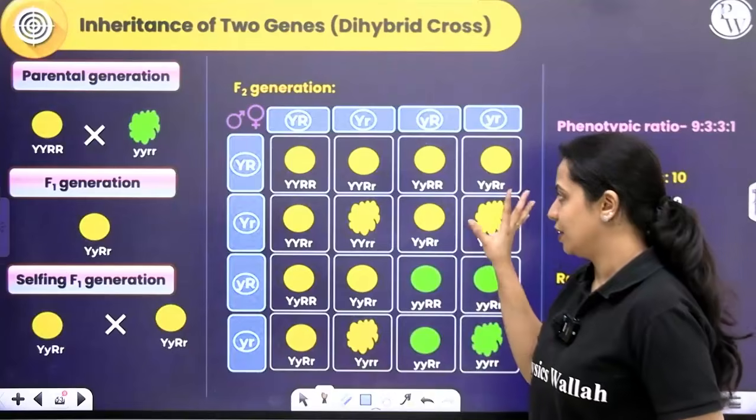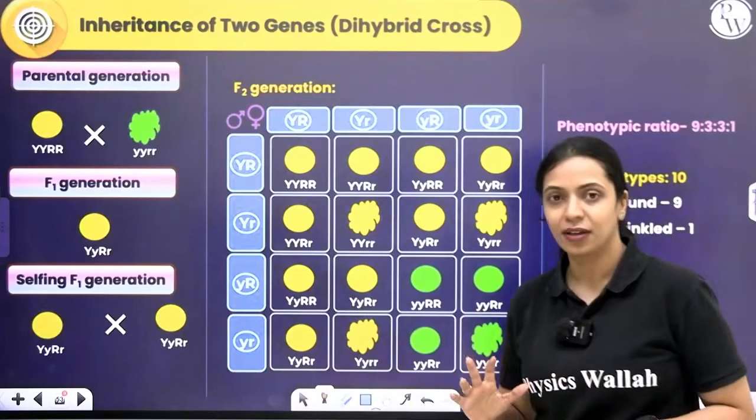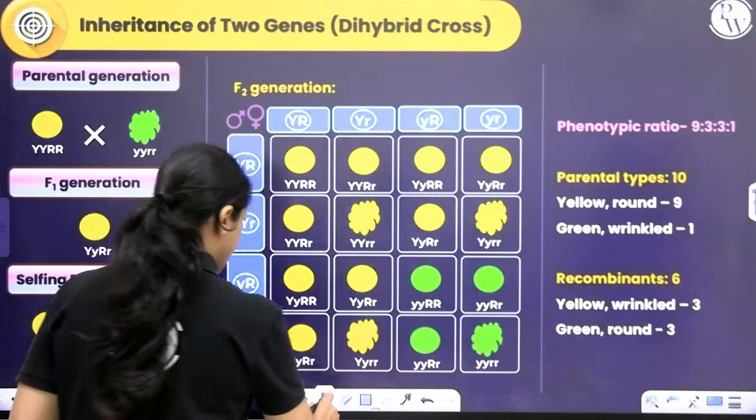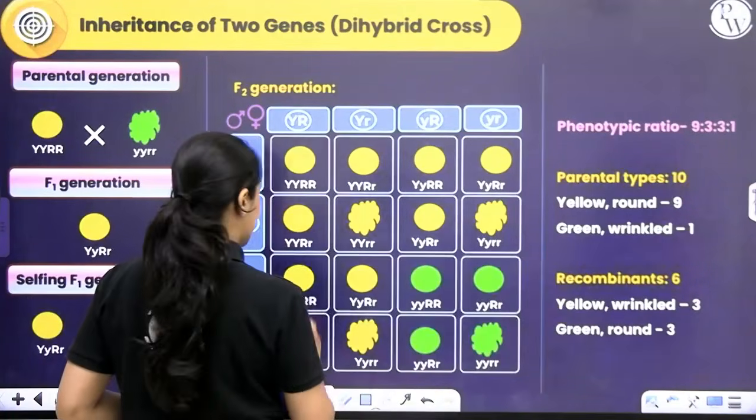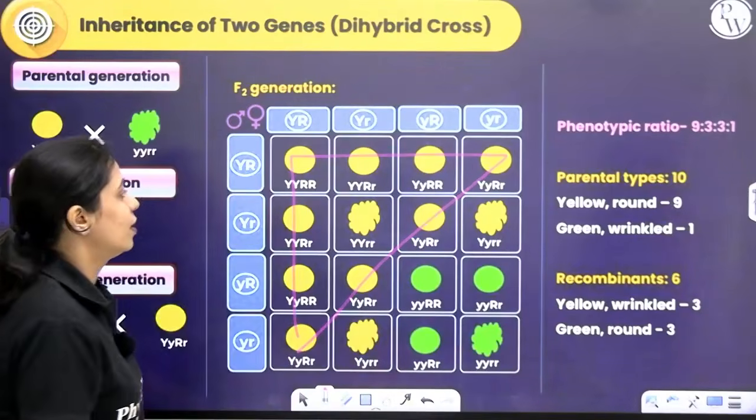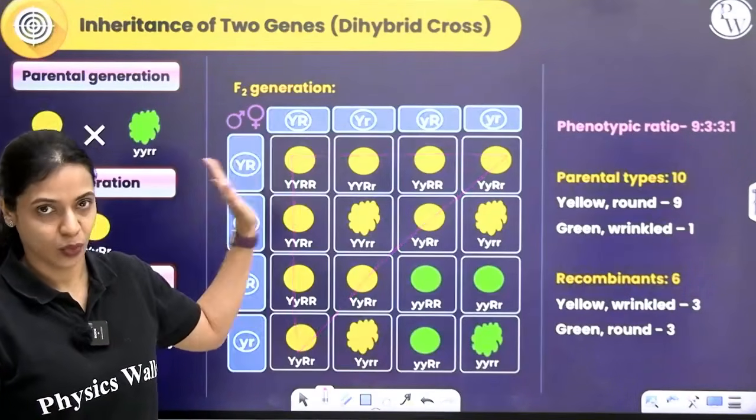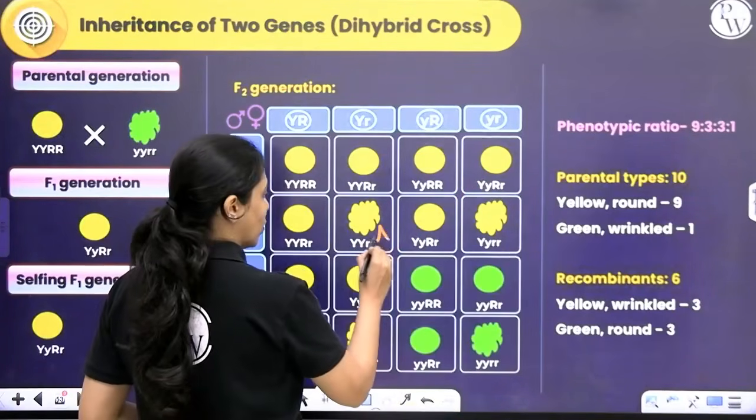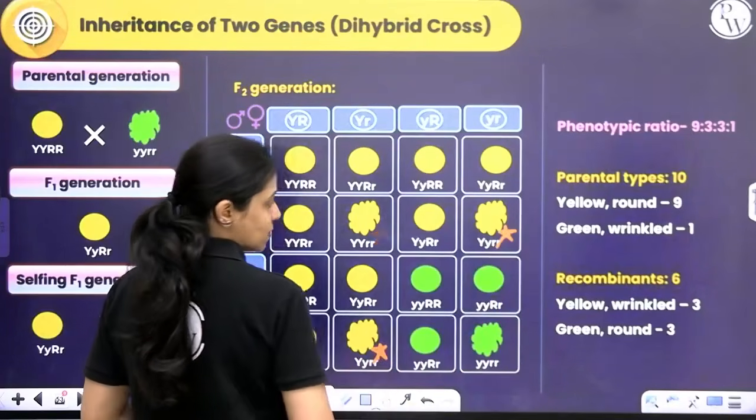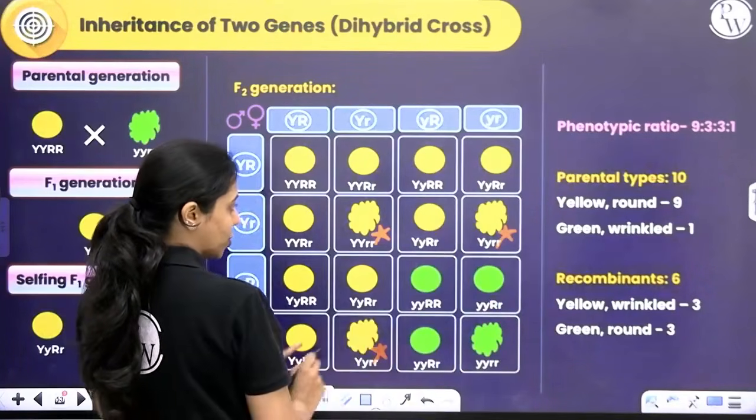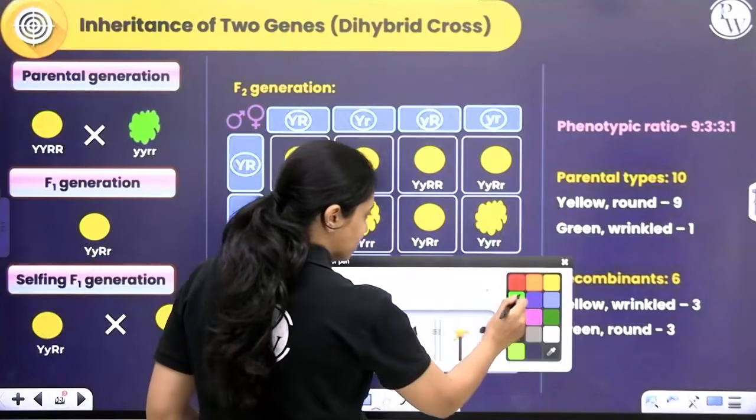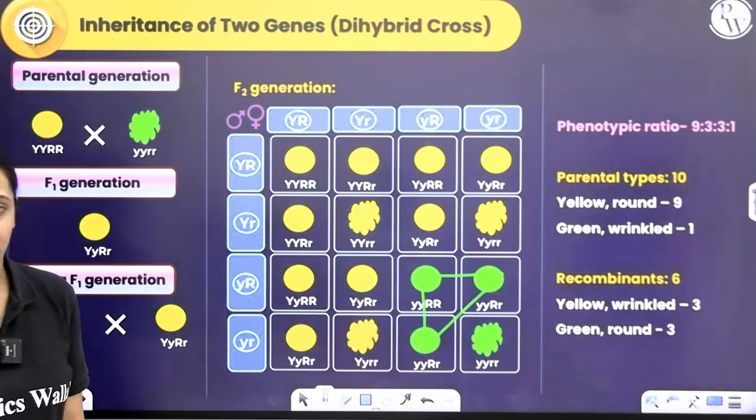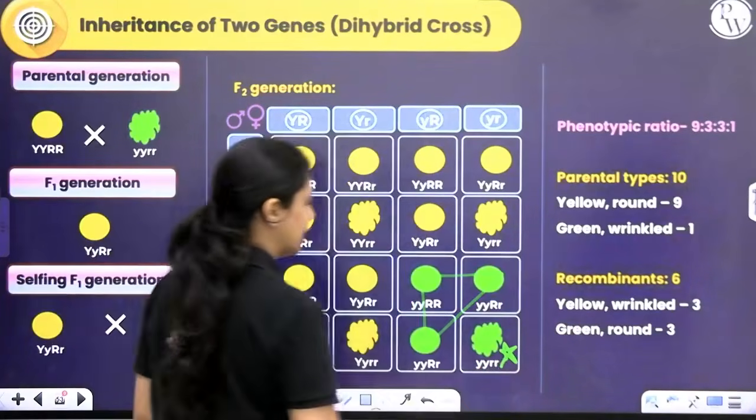After selfing, in the F2 generation, here are the different phenotypes you get. You basically get 4 different phenotypes. As you can see here, in this big triangle, you have all yellow and round. If you see here, you have yellow and wrinkled. You have 9 yellow and round. You have 3 yellow and wrinkled. You have these 3 green and round. And you have this one green and wrinkled.